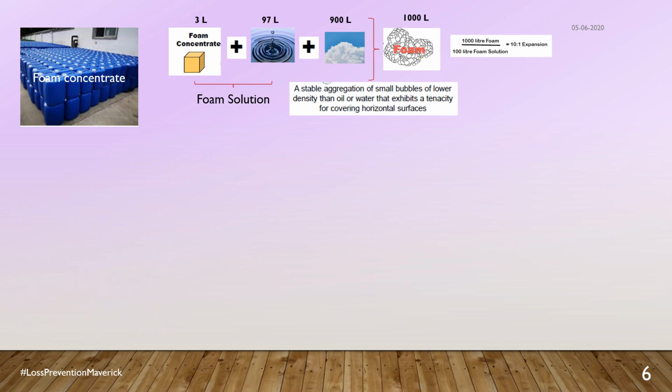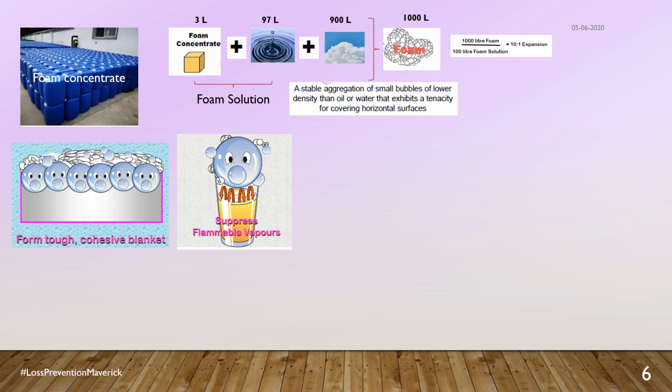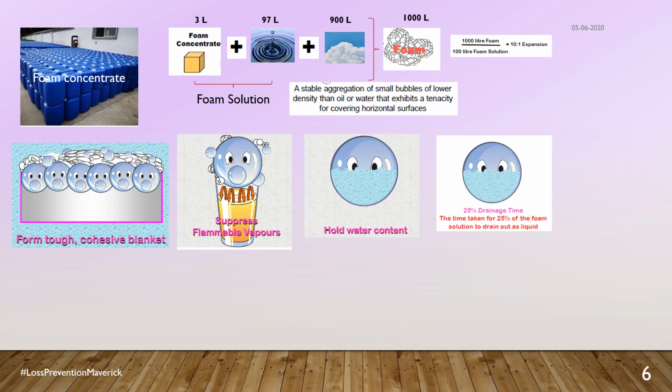Let's look at it one by one. From foam, we need it to form a tough, cohesive blanket. And the film so formed should be able to suppress flammable vapors. It should hold enough water content, a property where the time taken for a quarter of the solution to drain from the foam is called the 25% drainage time.